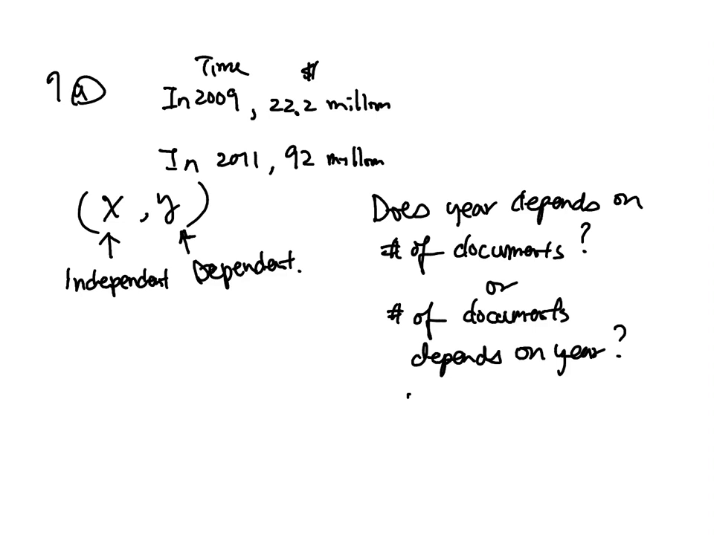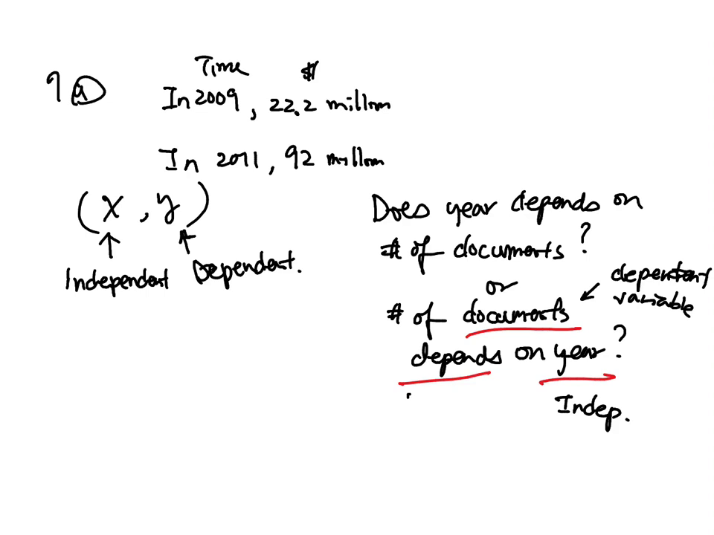So that means if document depends on year, that means the document is the dependent variable and the year is independent. Right? If the document depends on the year, that means the document is a dependent variable. Okay, so which means in this case we need year and number of docs.